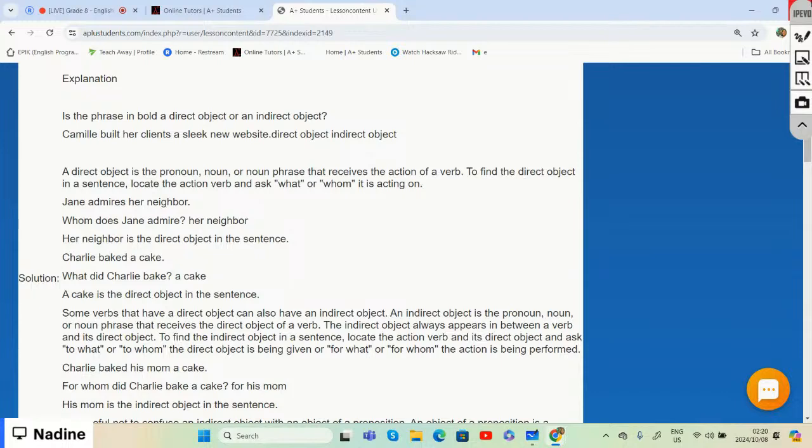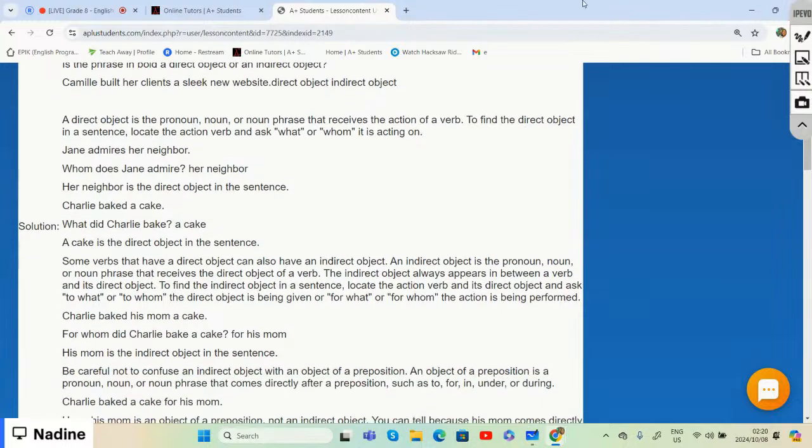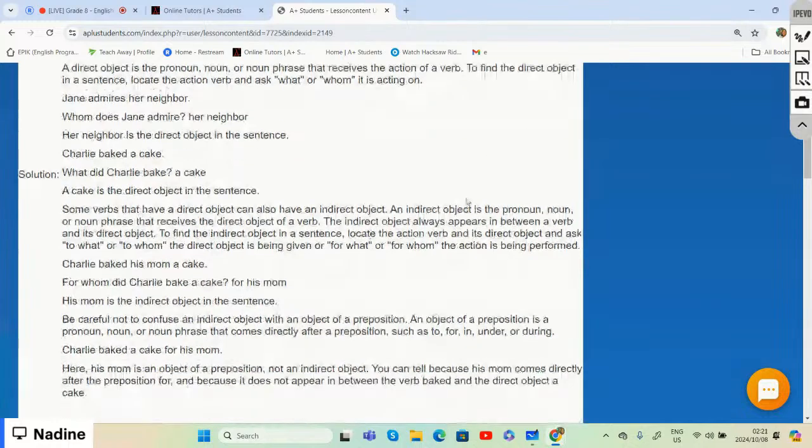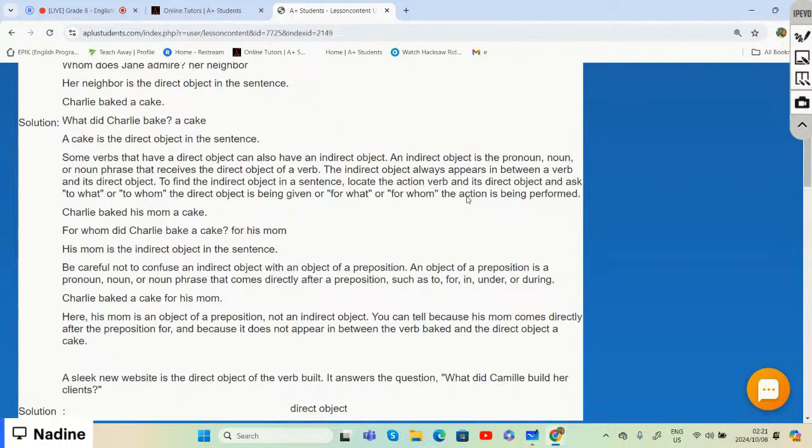And then we see an indirect object. Some verbs that have a direct object can also have an indirect object. An indirect object is a pronoun, a noun, or a noun phrase that receives the direct object of the verb.